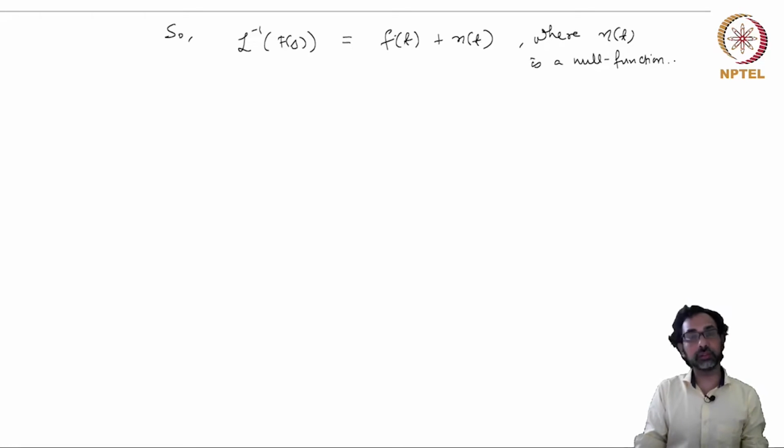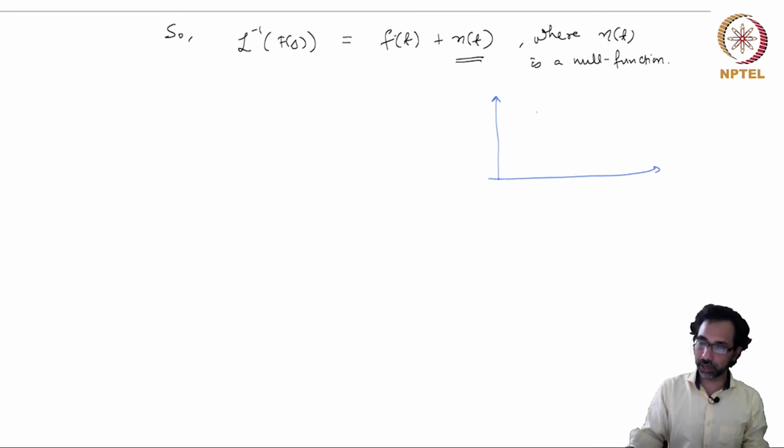So not only do we have more than one choice for our inverse Laplace transform, in fact we have infinitely many choices, because there are infinitely many null functions. You can just define any null function using finite values at discrete points. For example, if this is 1, you can put the value 2 here, and at, let's say, the value 5 you can put the value 2.5, and it's 0 otherwise.